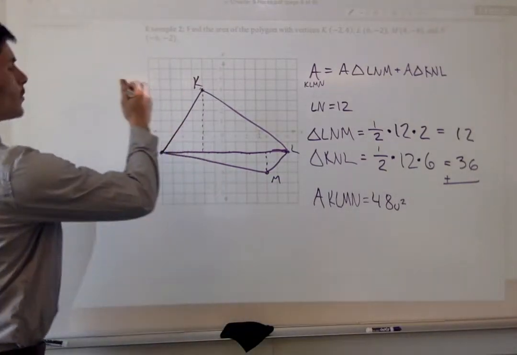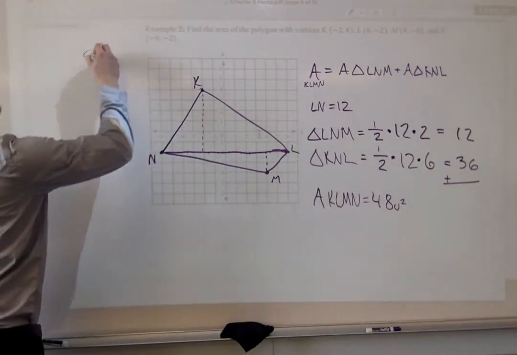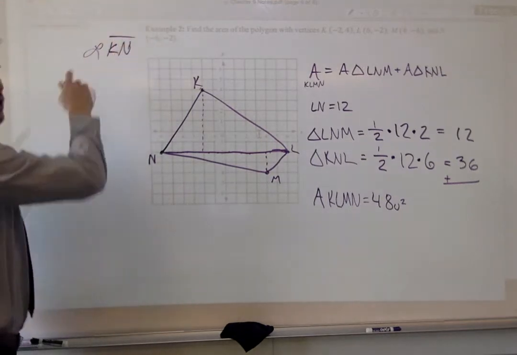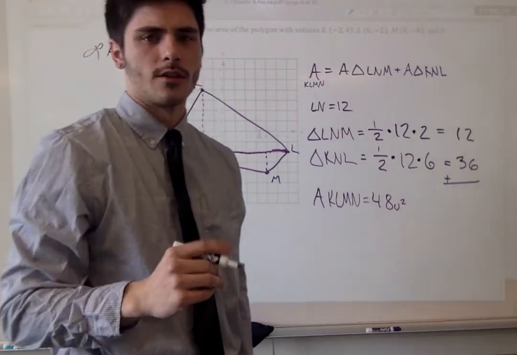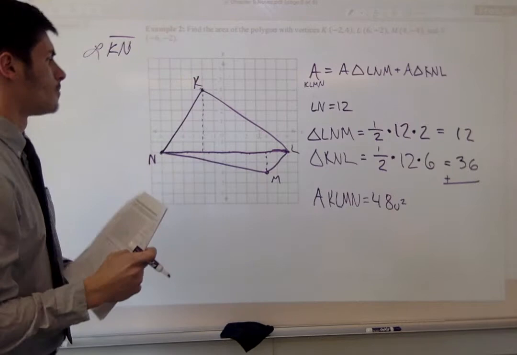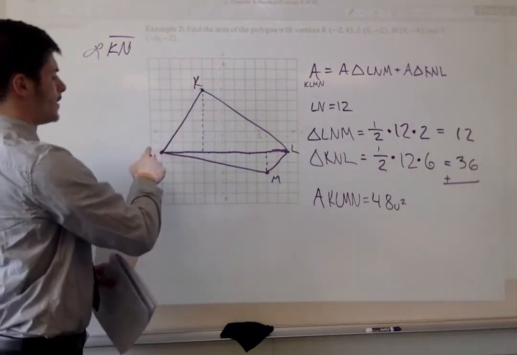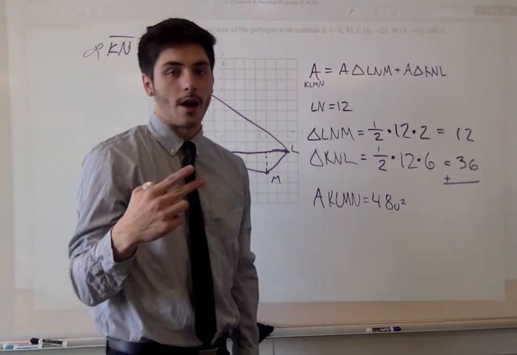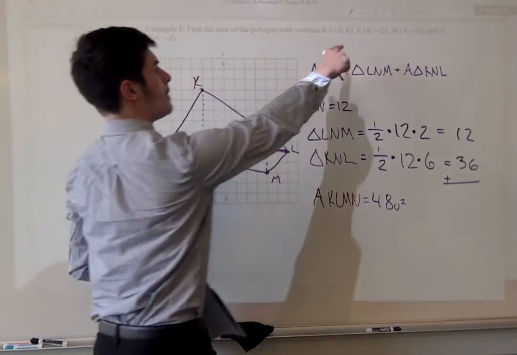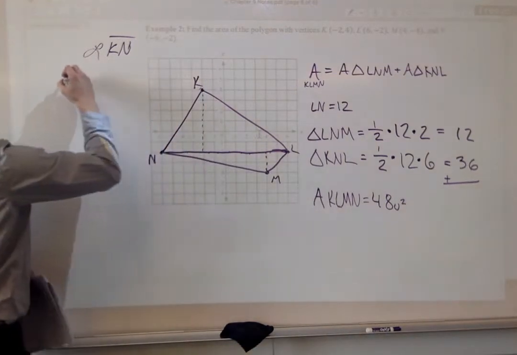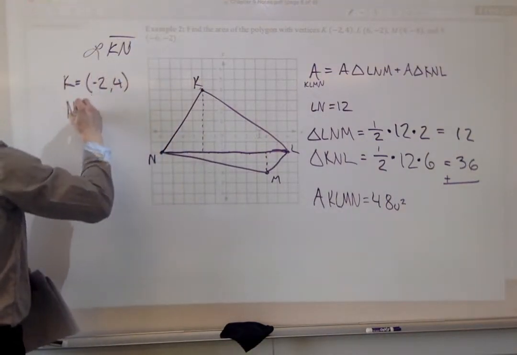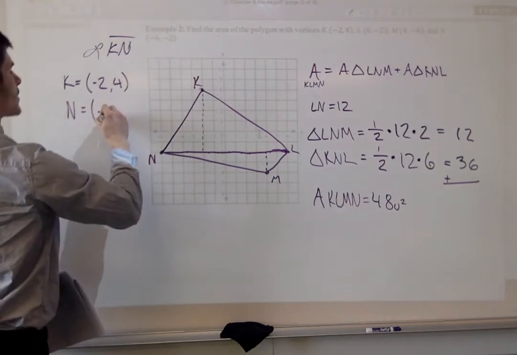So let's say that we have to find the length of KN. This just stands for length. I don't think that's how we're going to denote it in this class, but that's all that stands for right now. So we're finding the length of KN. So if we want KN, our 2 points that we're working with, obviously, are going to be K and N. So we've got K, -2, 4. And we've got N, which is -6, -2.